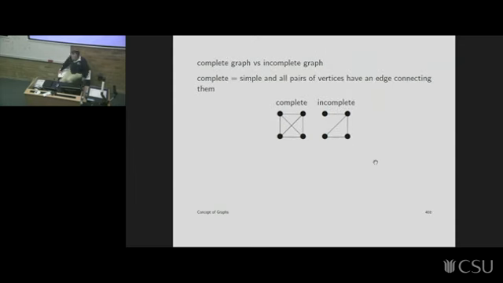The next one is the idea of complete. A complete graph is one that's simple. What does that mean? As before, no loops, and every pair of vertices has at most one edge. Well, a complete graph means every pair of vertices has exactly one edge. So everything's connected, exactly once. Incomplete means it's not, essentially.